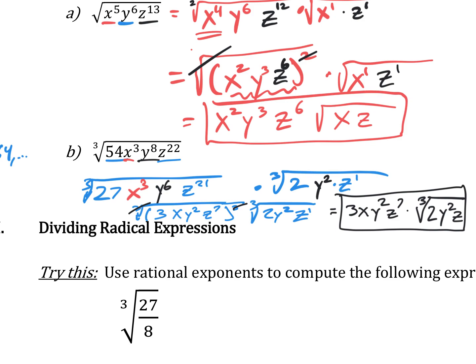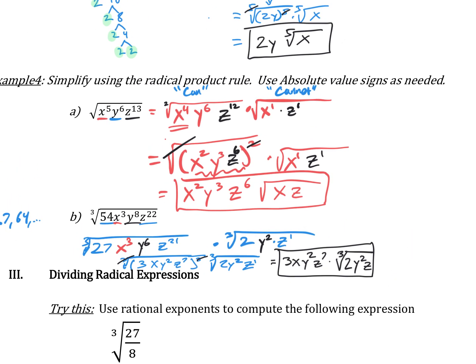Now I got to back up. We forgot one little thing here. Notice in the instructions, we've got to use absolute value signs. In other words, we've got to ask ourselves, can these be negative? Is it okay for a cube root to be a negative number? Yes, it is. Odd roots can be negative. We do not need absolute values there.